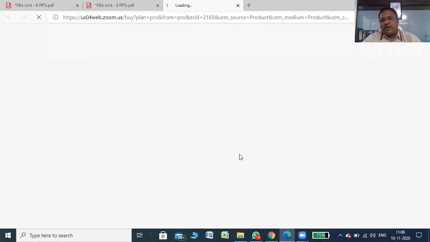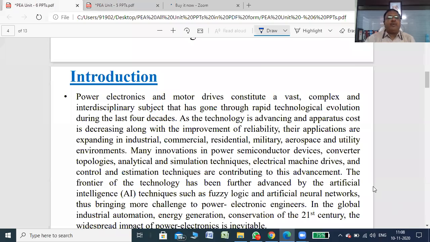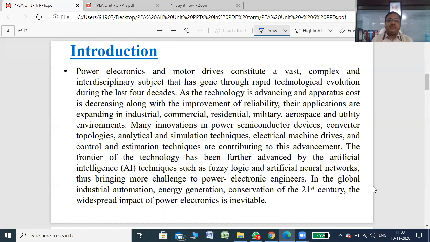Okay, now power electronics. Before that, just the introduction. Power electronics and motor drives constitute a vast, complex, and interdisciplinary subject that has gone through rapid technological evolution during the last 4 decades. As the technology is advancing and apparatus cost is decreasing along with the improvement of reliability, their applications are expanding in industrial, commercial, residential, military, aerospace, and utility environments, right?